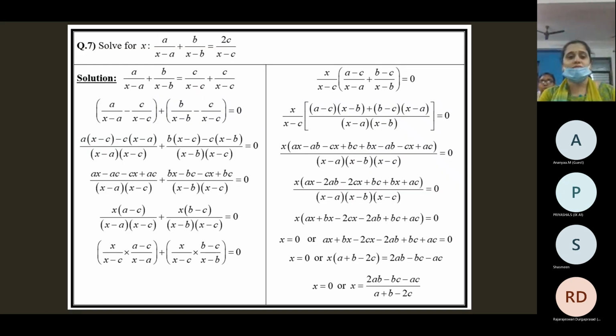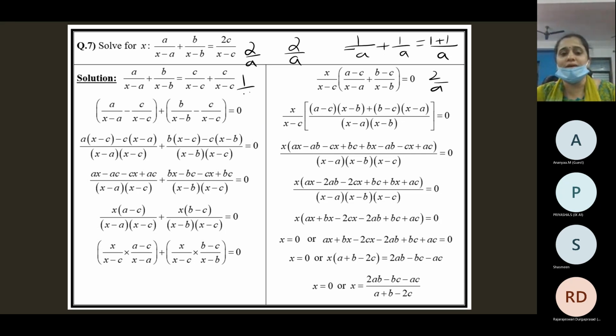And here it is. You'll have to write 2c by x minus c as c by x minus c plus c by x minus c. Write it 2 times. Like what is 2 by a? 2 by a can be written as 1 by a plus 1 by a. What is 1 by a plus 1 by a? a is the common denominator, 1 plus 1 is 2, so 2 by a.